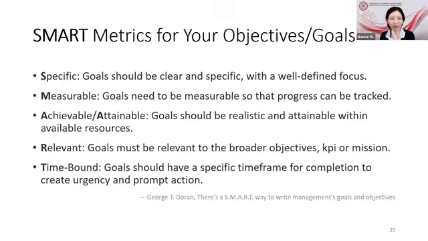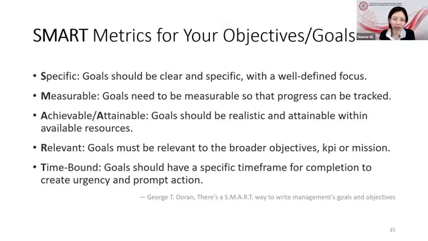The second, M, is measurable. The goals need to be measurable. What does it mean? It means we need to have some numbers in there, because numbers can be measured, whether we succeed or not, and we can also track the progress. Let's say we want 5% of revenue. Right now we can get only 2%, so it's 3% more. We can track the progress. We can compare.